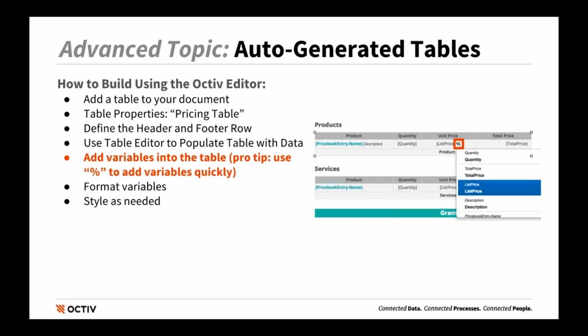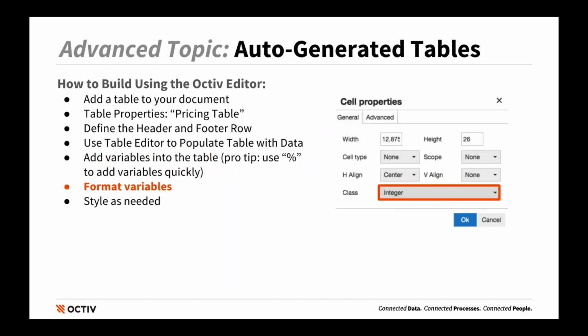Once I've set up the information for my pricing table, then I'm able to populate the table with the information that I would like to show up. So these are really adding the variable pieces of data into the table. And I've got a pro tip for you: if you use our percent sign, you'll see a drop-down appear that will let you quickly pick from a list of available data points to fill out your table.